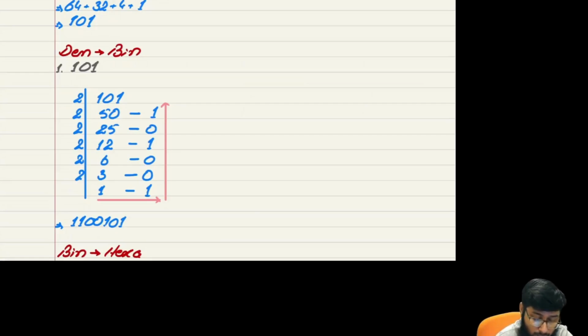1 is left now. So 1 cannot be in the table of the 2. So we will be placing a 0 over here and 1 will be at the remainder.